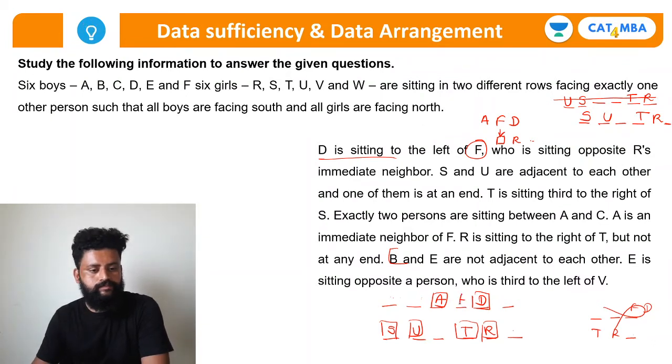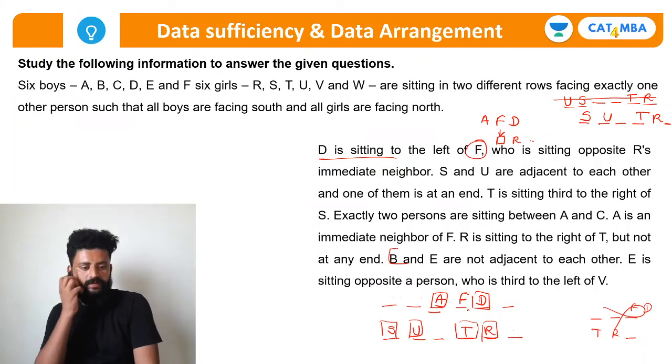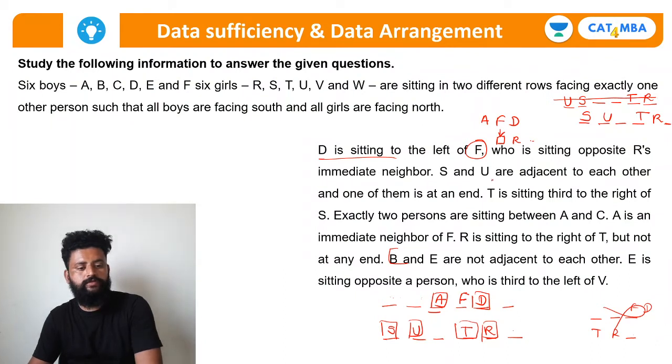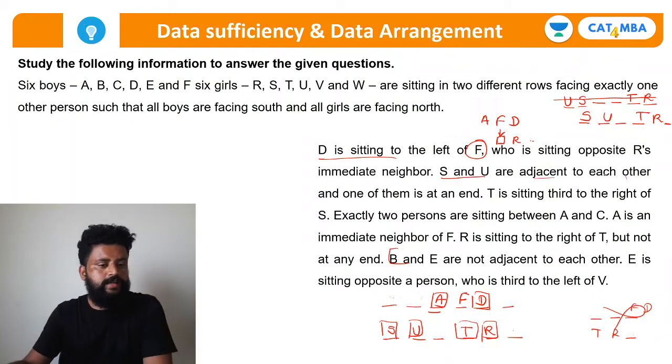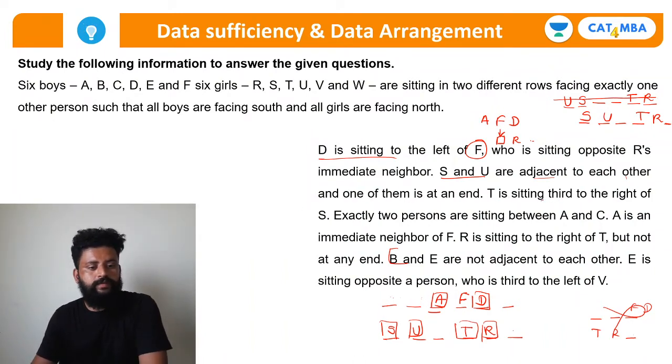E sits opposite to a person who is third to the left of V. So we have got up till now this is what we got: 1, 2, 3, 4, 5, 6. Okay, so let's start from scratch. S and U are adjacent to each other, right? One of them is at the end, and T is sitting third to the right of S. 1, 2, 3. That's right. Exactly two persons sit between A and C. So here it must be C.